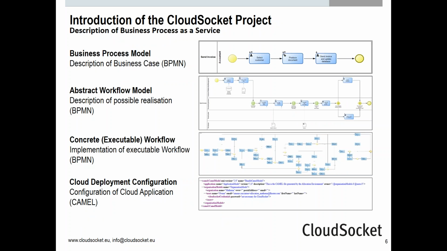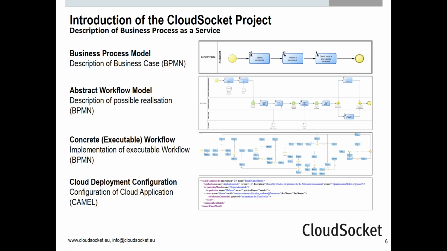Now I will describe business process as a service as we used it in the CloudSocket project. First of all, we see a business process model. In our case, it is a very simple business process, sending an invoice. If you think of implementing this with IT support, we come to what is named the abstract workflow model, which explains requirements, SLA or service level agreements, and regulations. The next step is the concrete or executable workflow, which interacts with all the software programs that are integrated.